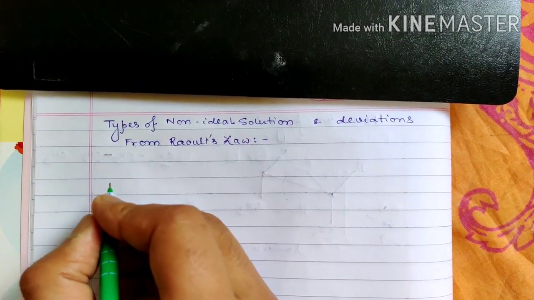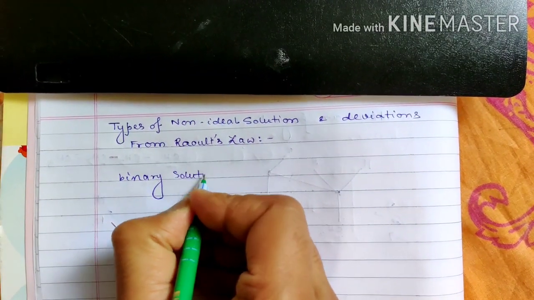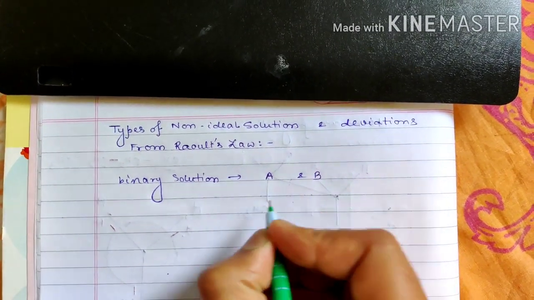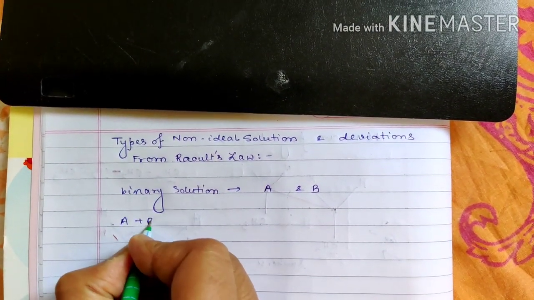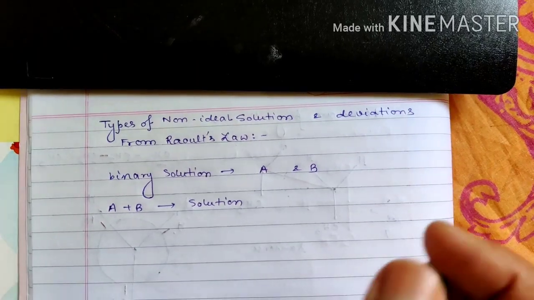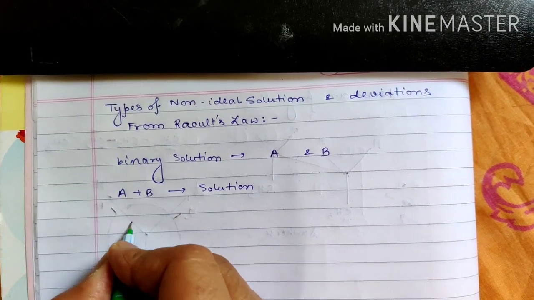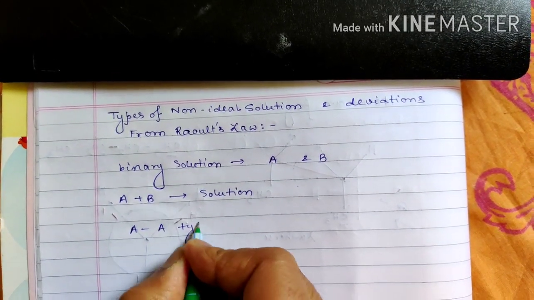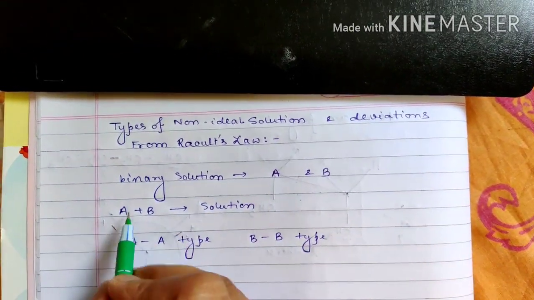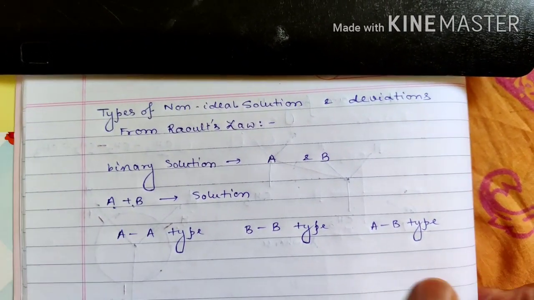For that, as we were discussing, we have to consider a binary solution. A binary solution means there will be two types of components, A and B. Now when A and B are both mixed, we will find the solution. So let us see the types of interactions that will be there. There will be A type interaction, there will be B type interaction, and after mixing of A and B, there will be AB type interaction.